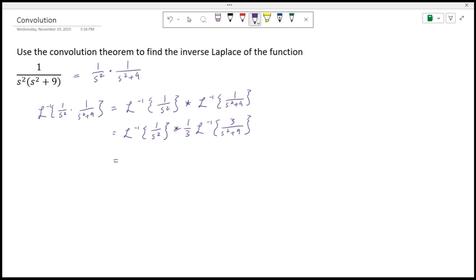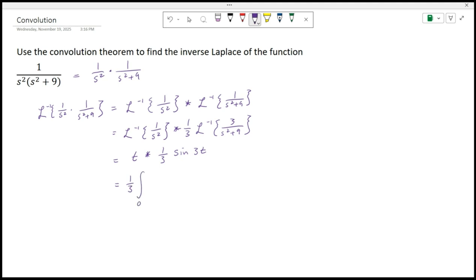For the first one, 1 over s squared, the Laplace inverse is just going to be t. And then convolution, and then 1/3, and 3 over s squared plus 9 is a sine function, so sine of 3t. All right, so looking better already. I'm in terms of t. Now I'll apply the convolution. I'm going to pull 1/3 out front of everything.